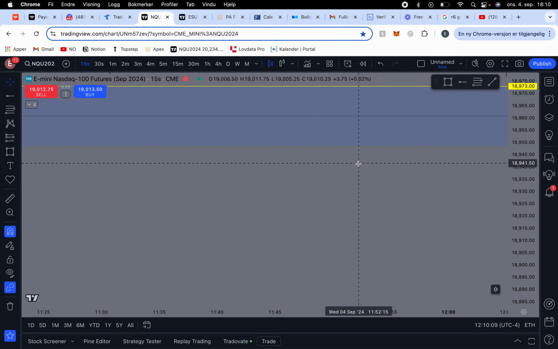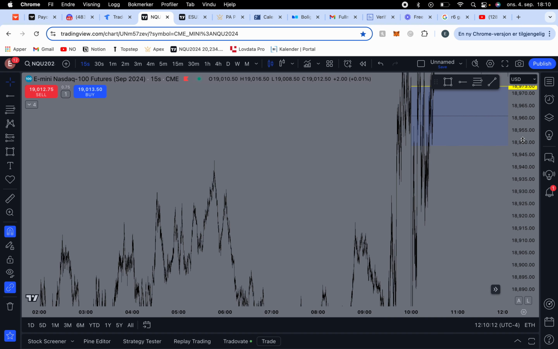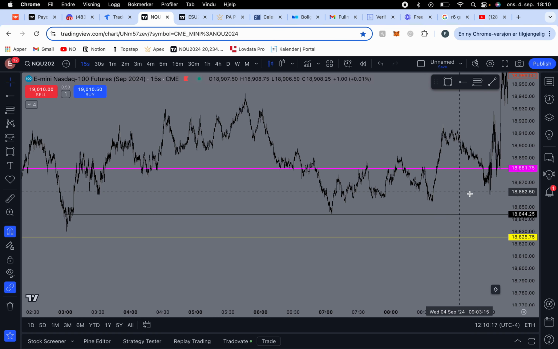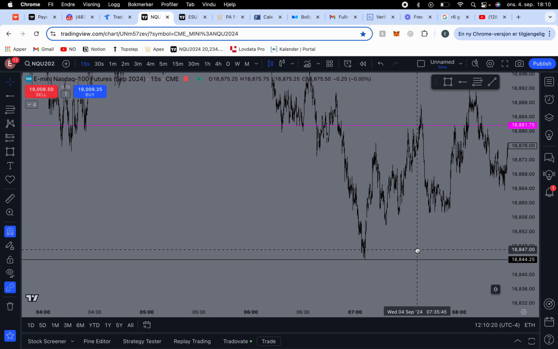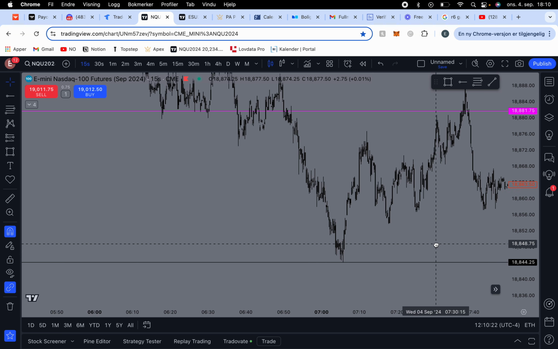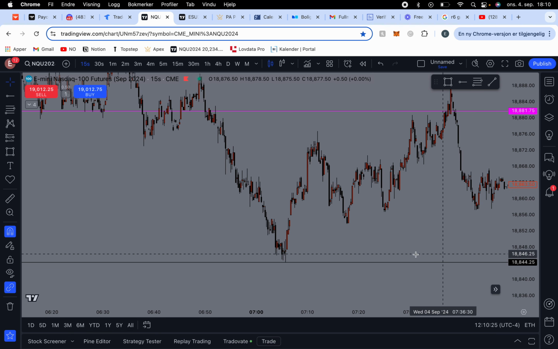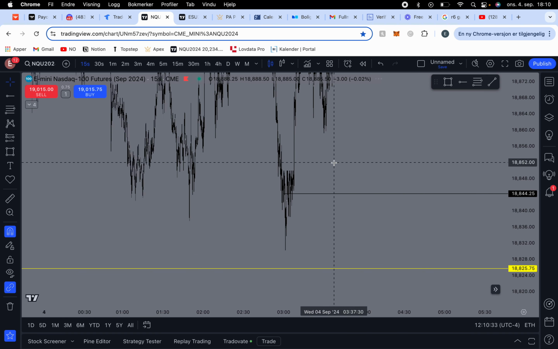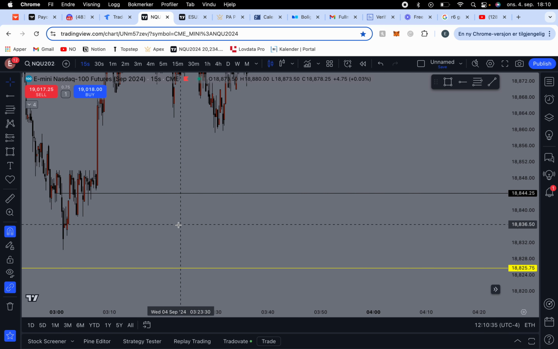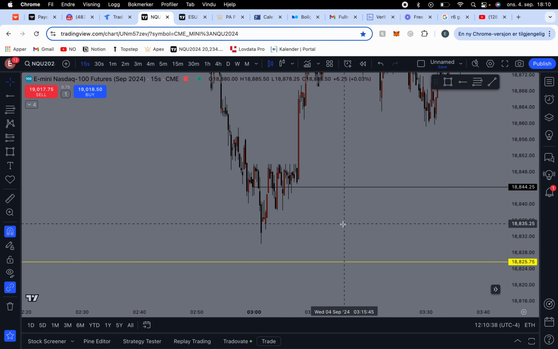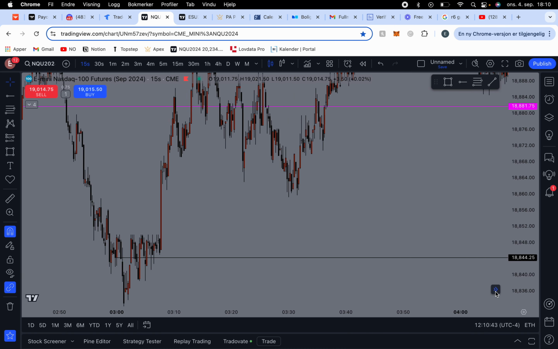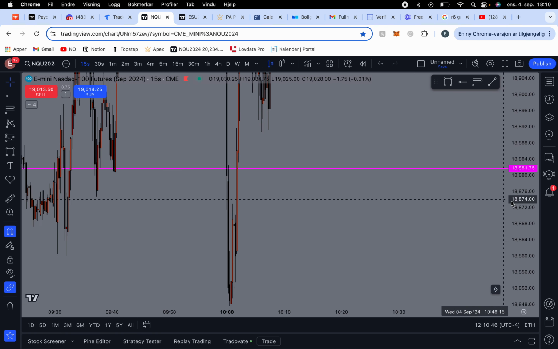You can use rejection blocks on the 15-second, 1 hour, whatever. If you get a change in state of delivery, it could go all the way back down to the rejection block and then give your entry, and then you would just put your stop below the wick, right? I don't know if I can find a 15-second example that's clean, but yeah. Anyways, that's pretty much how I use rejection blocks.